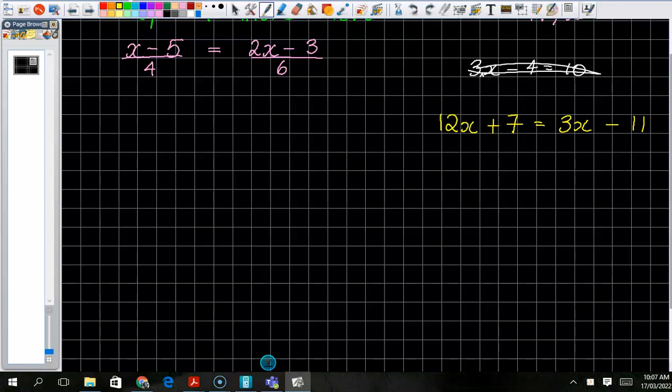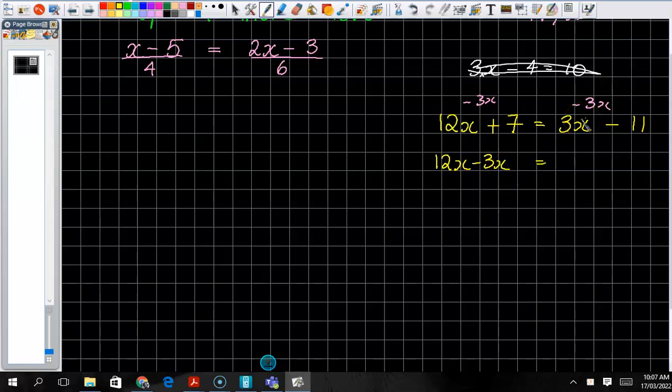So we want our x's on one side. If we want to have our x's on the left, this chap has to go. So how do I remove that 3x? You minus 3x. And you're basically doing that to both sides, because what you do to one side, you do the other. So we end up with 12x take 3x. Yes? That's now disappeared.